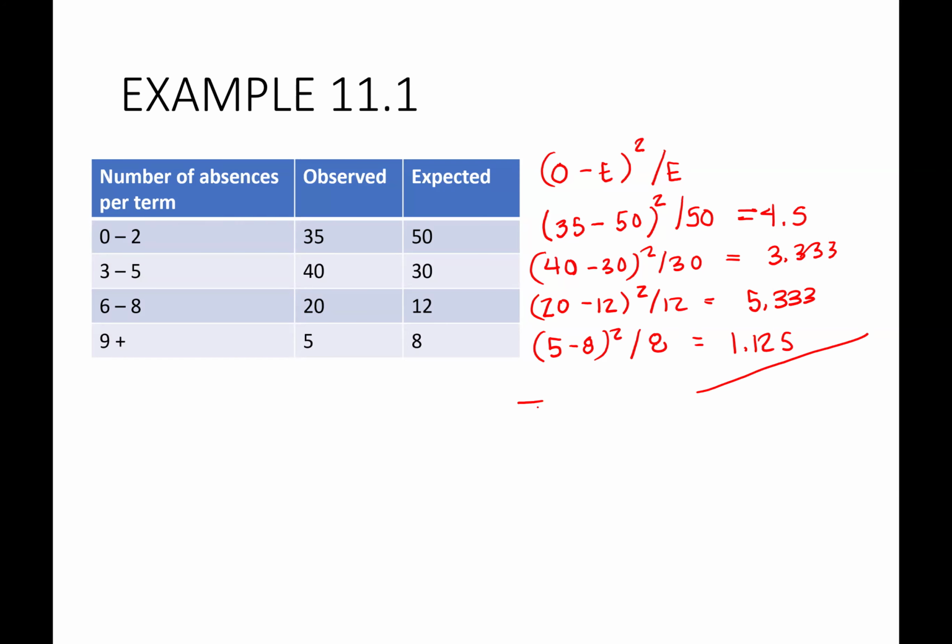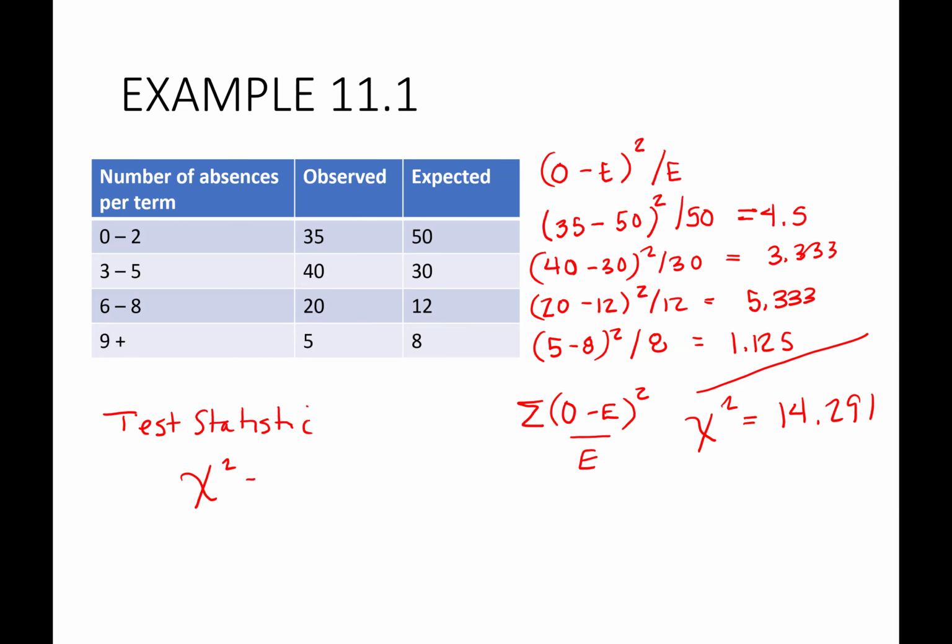Okay, and I add that column up. The sum of the squared Pearson residuals, that sum is the chi-squared. So chi-squared is equal to 14.291. So my test statistic, which is chi-squared, is equal to 14.291.